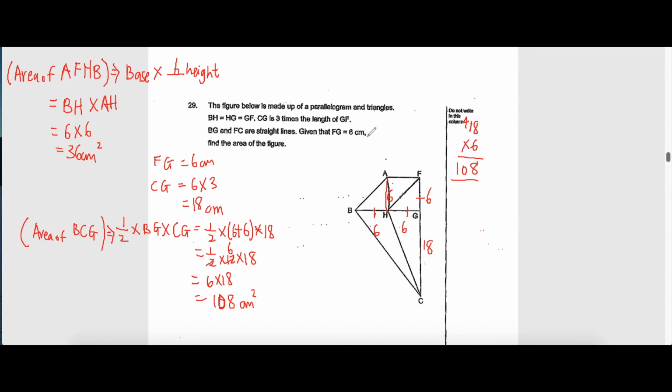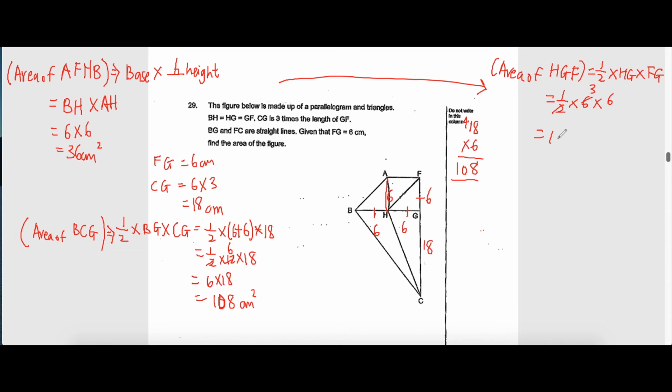So let's not forget the small little triangle that I'm talking about. So I'm going to do it here next. Okay, so area of HGF equals to half times HG times FG. Alright, so it's equals to half times 6 times 6. I'm gonna cross this, so I get 3. So 3 times 6 is just 18 cm square.